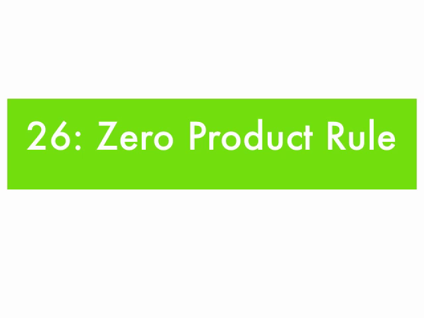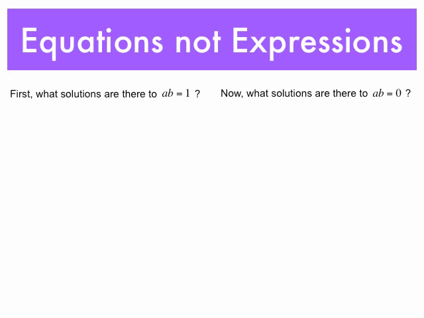Our very last lecture. So here is our zero product rule. This is kind of what we've in some ways been building to all semester. This is just kind of a background on why this is what it is. First of all, what solutions are there to a times b equals 1?